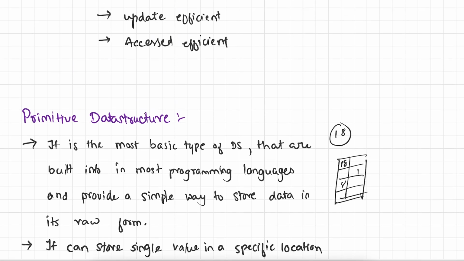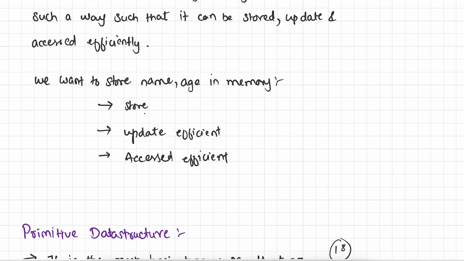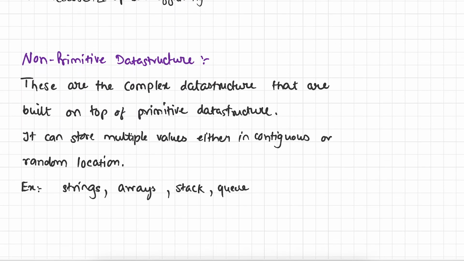So now you have a clear understanding of what is meant by data, what is a data structure, and what is meant by a primitive data structure. But what is meant by non-primitive data structures? These are the complex data structures that are built on top of primitive data structures, and they can store multiple values either in contiguous or random locations. For example, strings are non-primitive data structures; arrays, stacks and queues, all of these are non-primitive data structures.